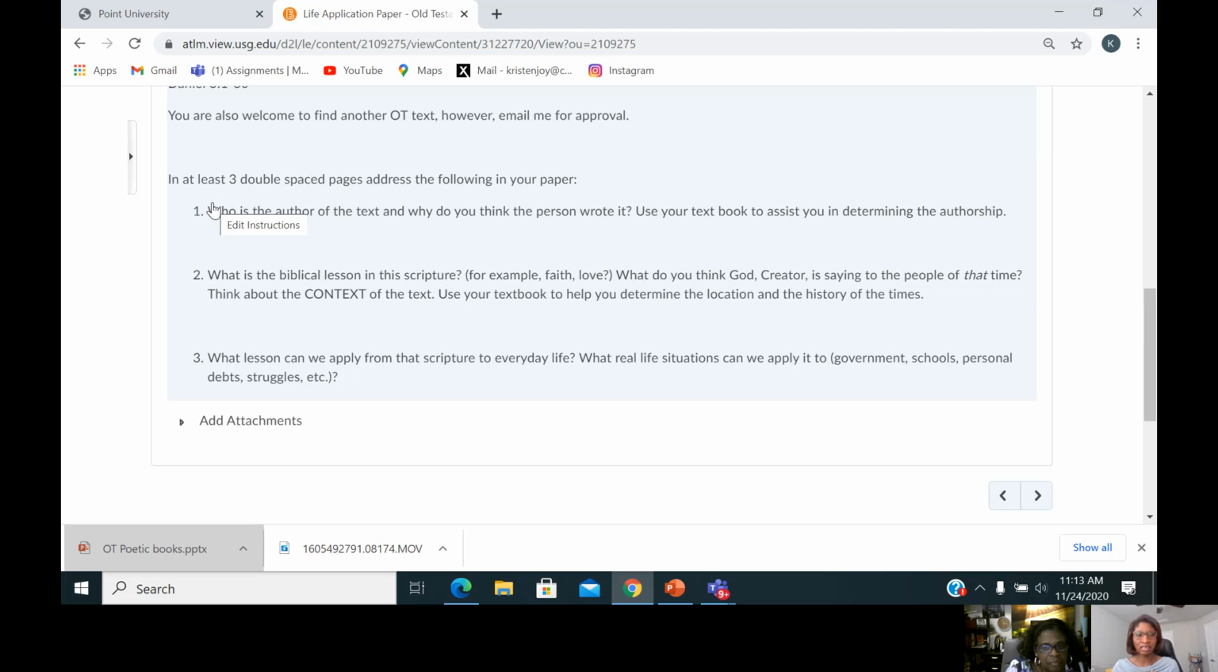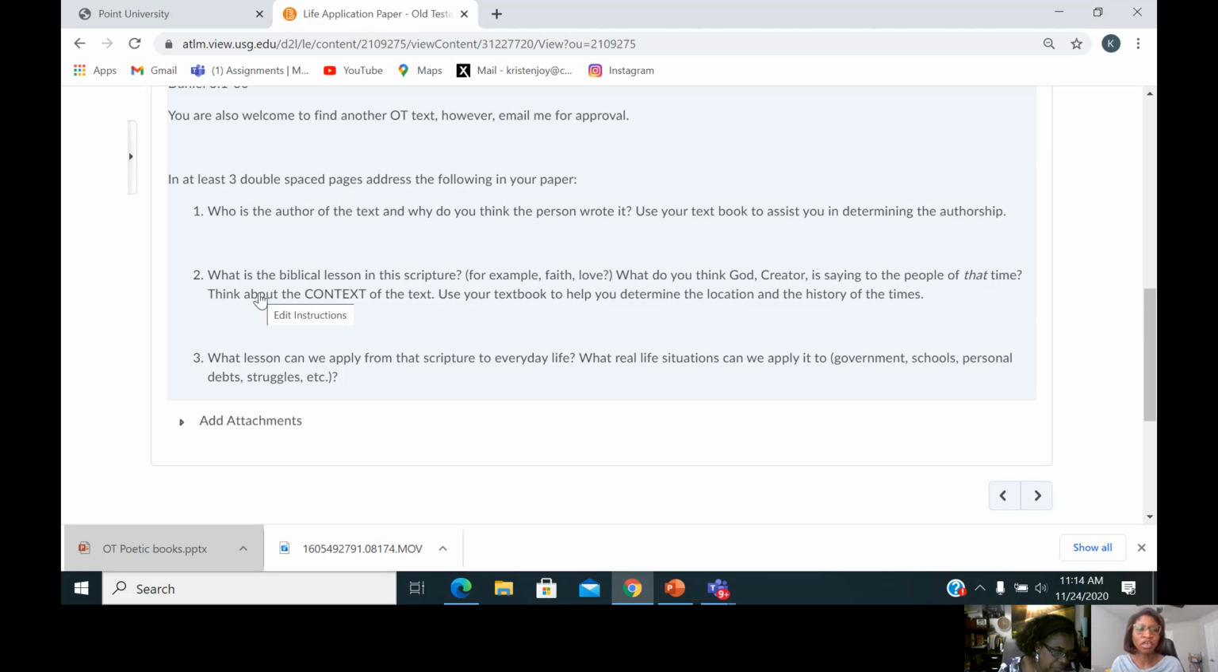It should be at least 3 double-spaced pages or more. You're going to talk about the author. Who is the author of the text, and why do you think that person wrote it? So I want you to use your textbook to assist you in this assignment. Tell me about the author. When we talk about authorship, the book says that so and so wrote it, but we don't really know if so and so wrote it. It could be so and so, so and so, and so and so. Remember how we talked about authorship can be tricky, but you can kind of pinpoint it to maybe a group of people or one person.